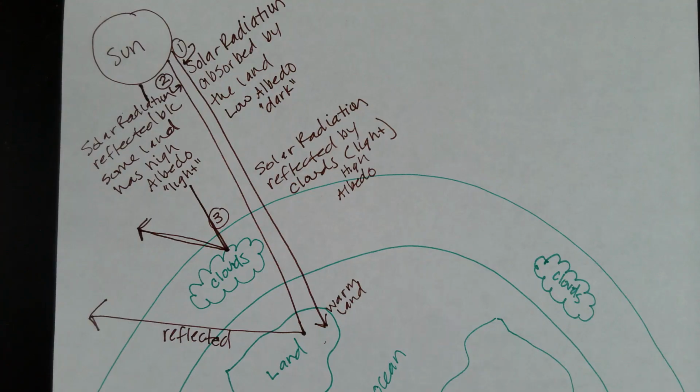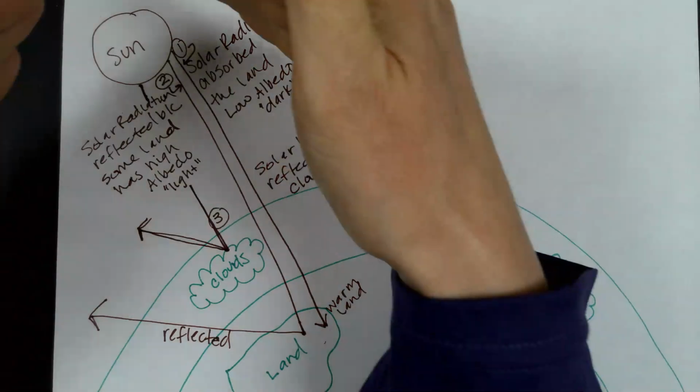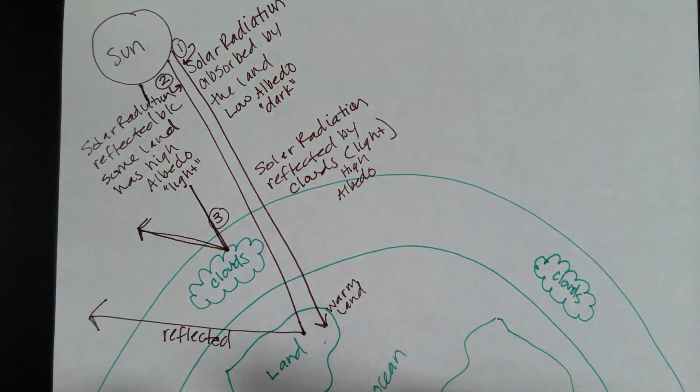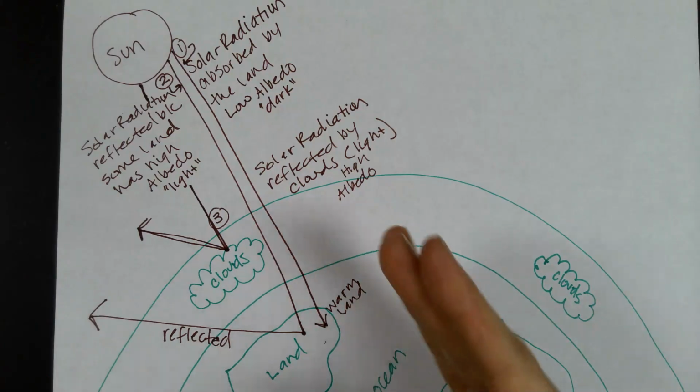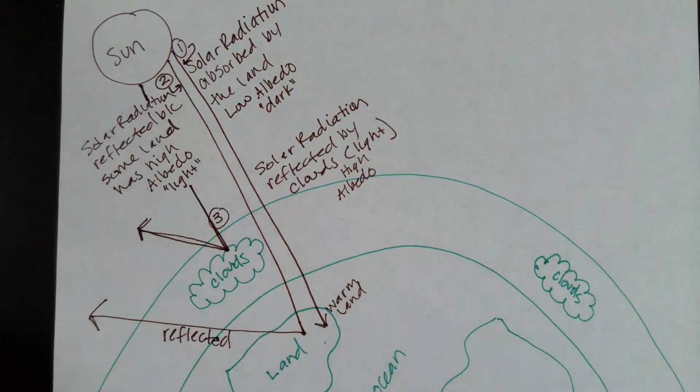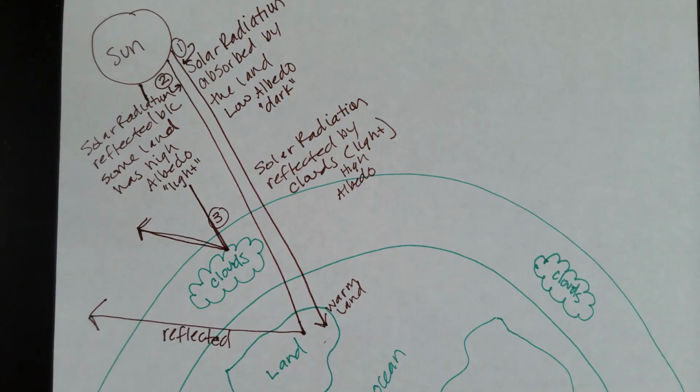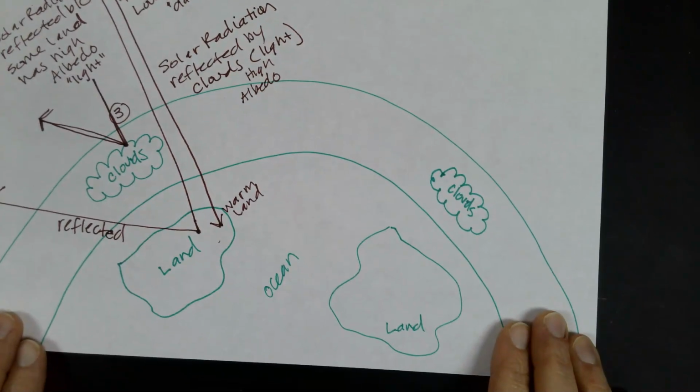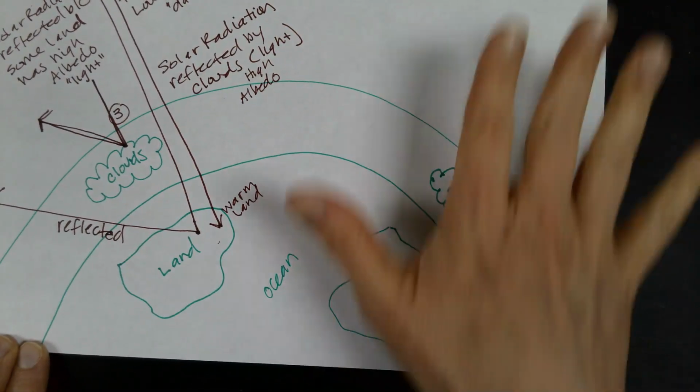Okay, so let's move over. So solar radiation comes down and it can get reflected, it can warm the land, clouds can also reflect it, okay? When it gets absorbed by the land it is also giving off IR radiation. So the land is also giving off IR radiation. So let's turn to this area right here.